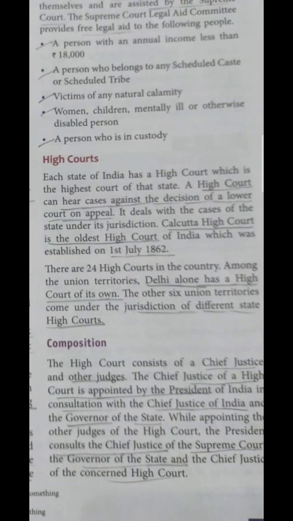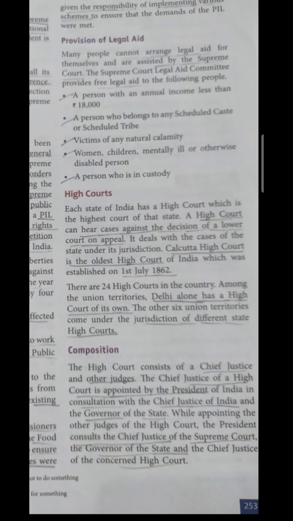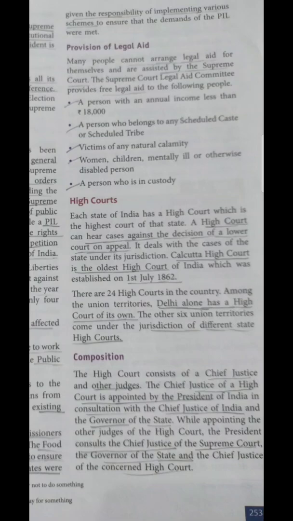Now we are going to understand the composition of judges and the appointment of judges in the High Court. The Chief Justice is included in the High Court, and along with the Chief Justice there are other judges as well. The Chief Justice of the High Court is appointed by the President of India, the same as with the Supreme Court. The President appoints the Chief Justice in consultation with the Chief Justice of India.